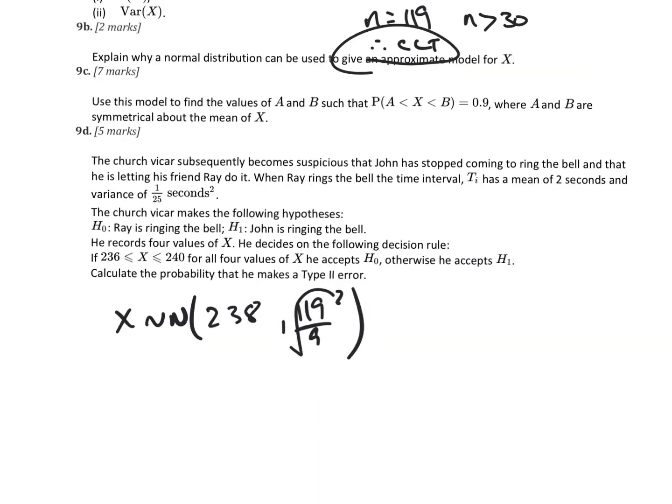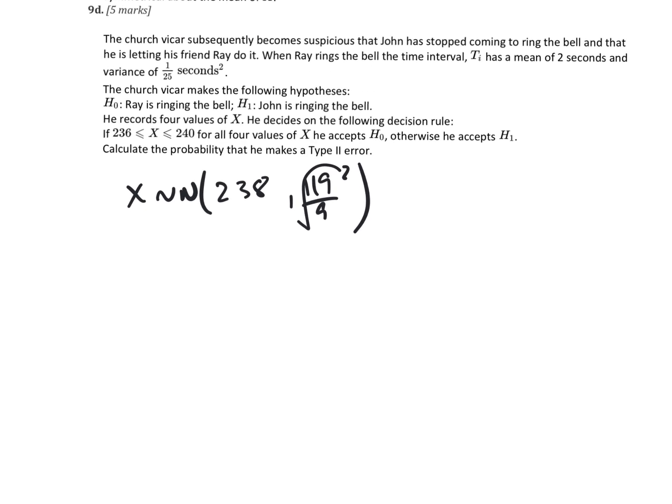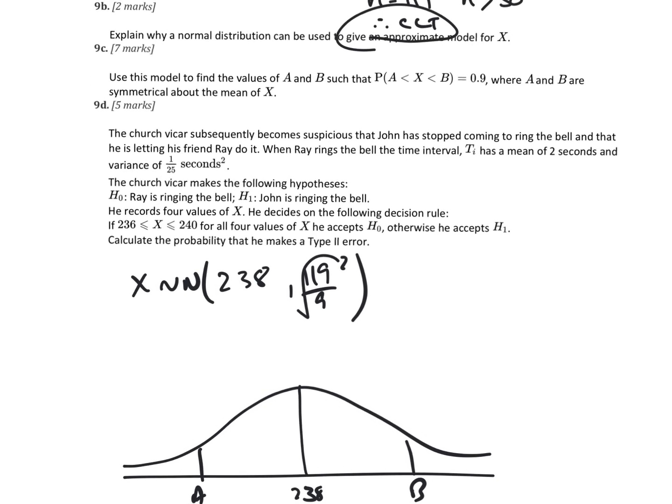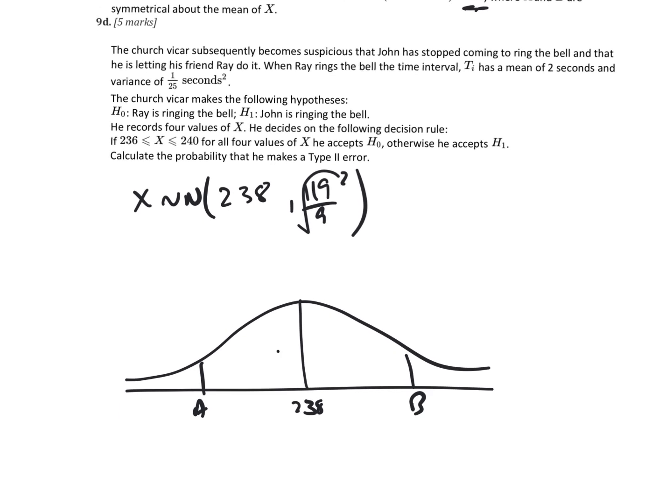So now looking at part C: use the model to find values of a and b such that the probability of x being between a and b is equal to 90%, where a and b are symmetrical about the mean of x. Well, if we draw this out, I have a normal curve here where the mean is 238, and I'm looking for an a value and a b value that are symmetric about the mean, and I want this area in the middle to be 0.9, which means that together these ends have to be 10%. So one of them is 0.05.